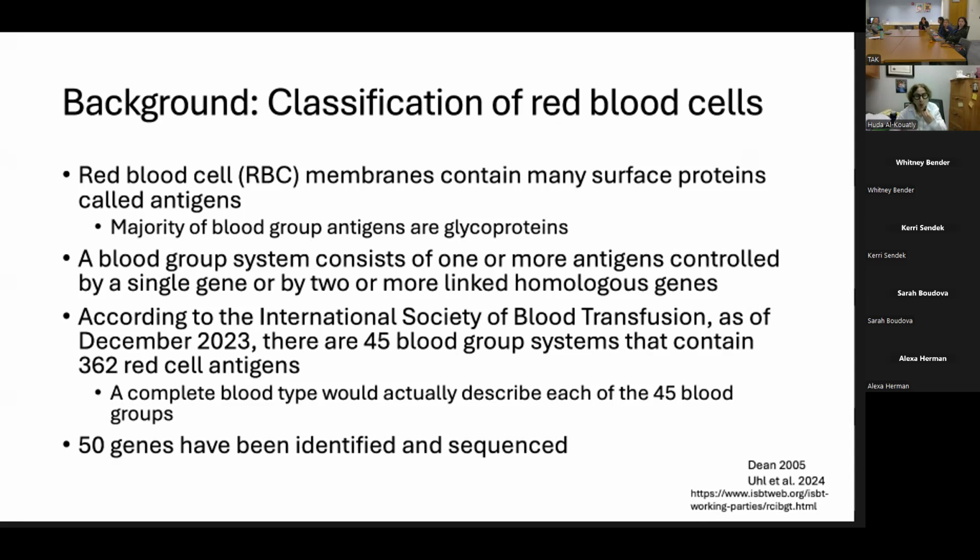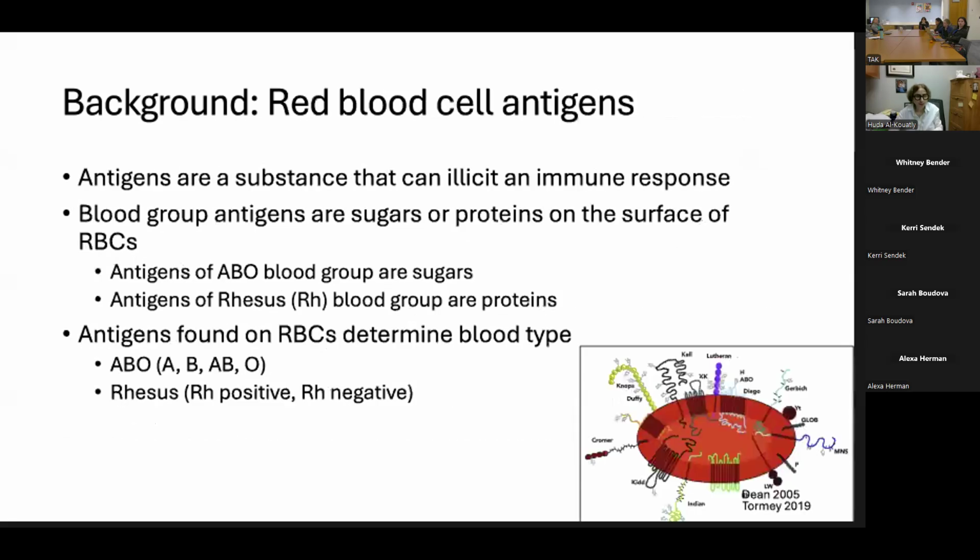And so technically, a complete blood type would actually describe each of the 45 blood groups. But as we all know, we're usually saying, A positive, O negative, and that's what we focus on mostly. 50 genes have been identified and sequenced. In terms of red blood cell antigens, we know that an antigen is a substance that can elicit an immune response.